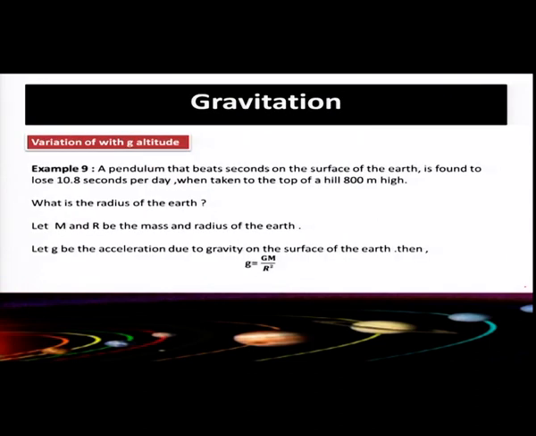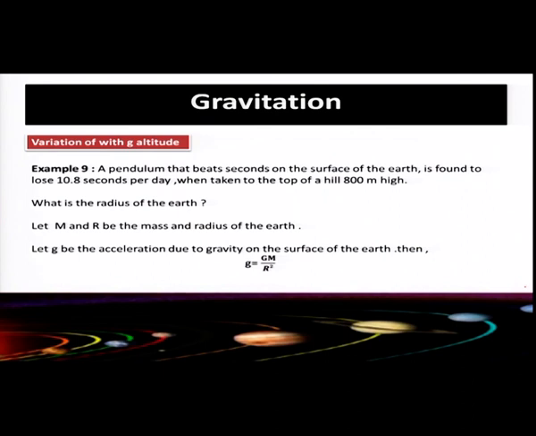Let us solve another problem. I will read out this problem. A pendulum that beats seconds on the surface of the earth is found to lose 10.8 seconds per day when taken to the top of a hill 800 meter high. So, what is the radius of the earth? In order to solve this problem, let capital M be the mass of the earth and let capital R be the radius of the earth.